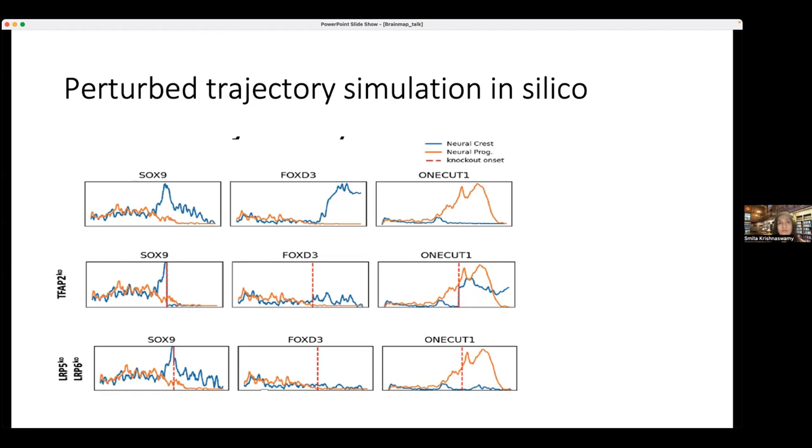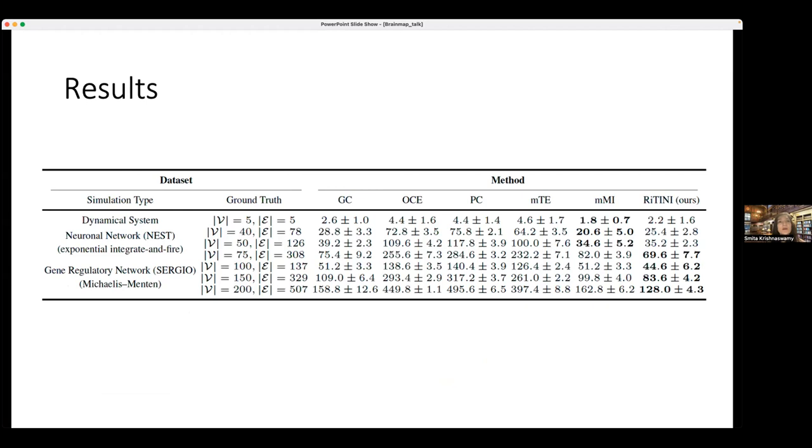And what's interesting is you might be able to do multiple knockouts, which gets combinatorially very expensive to do in real experimental systems. So again, as I mentioned, we tested these both on integrate and fire type of networks using the NEST simulator, as well as gene regulatory networks for specifying cell types and differentiation. And in both cases, we found that our methods are performing well at understanding how the network is changing.